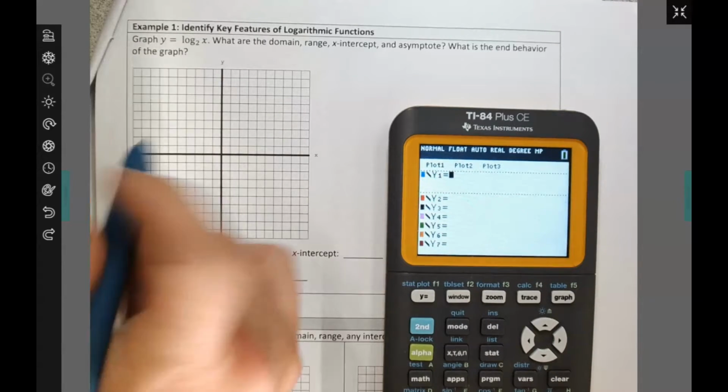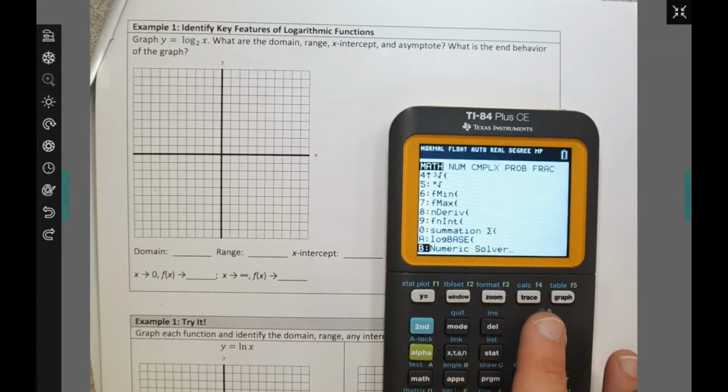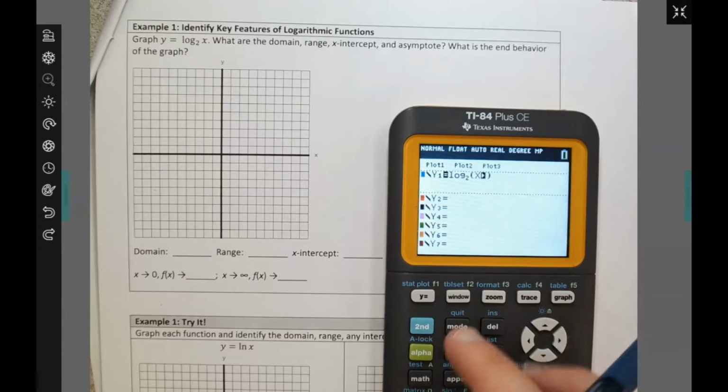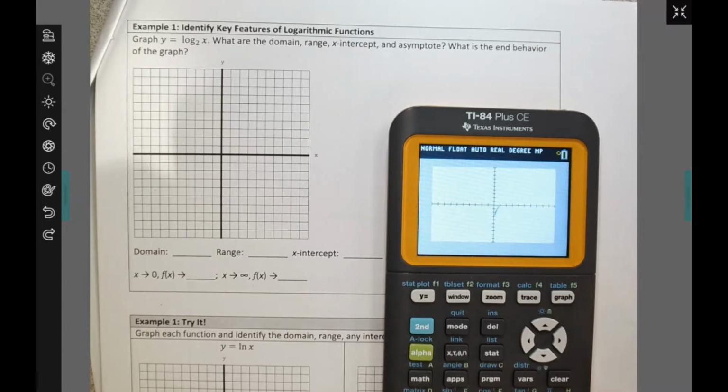Since I have a base other than 10 or e, we're going to hit math, and then go down to our log base a, and I'm going to just type in 2, and then we have x right here. Like I said, you can do the same exact thing on Calculate 84. From there, I'm going to go ahead and actually see what the graph looks like.